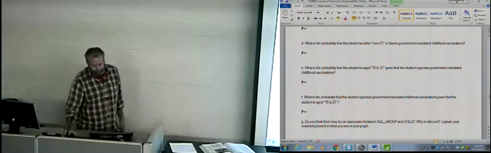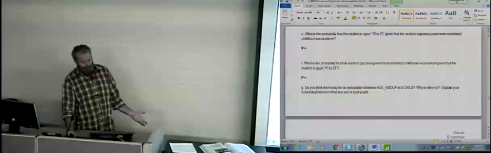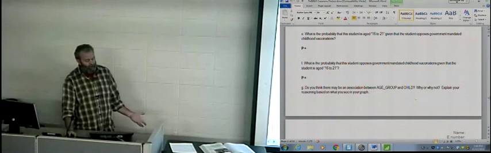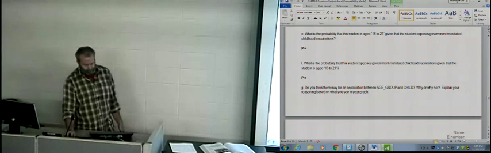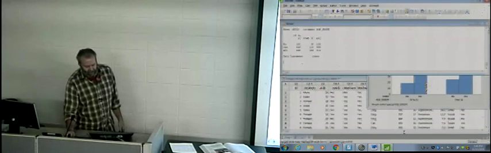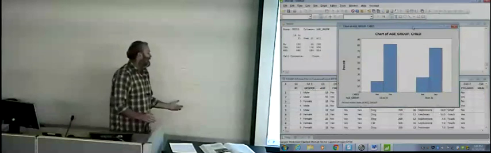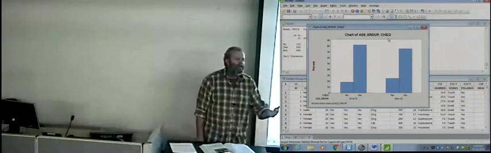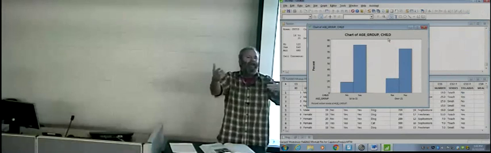Now, I got to look at Part G. Do you think that there may be an association between age group and child? Why or why not? Explain your reasoning based on what you see in your graph. This is where I was asking you before. We got 2 categorical variables here. We're wanting to know if they're related or not. Does it make a difference?